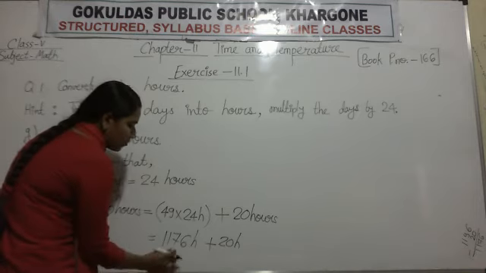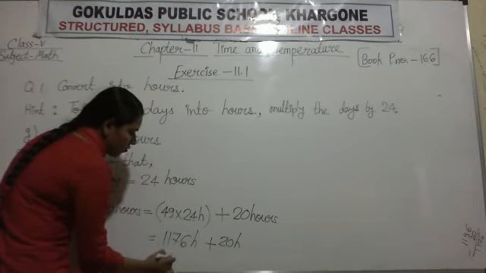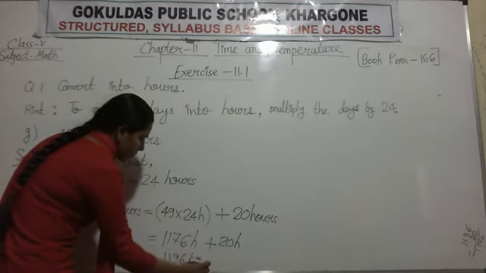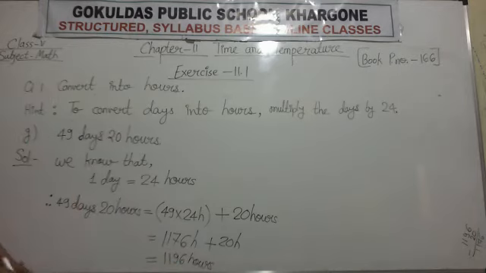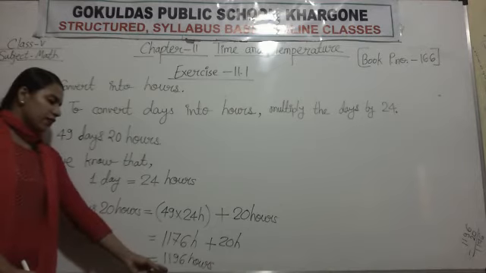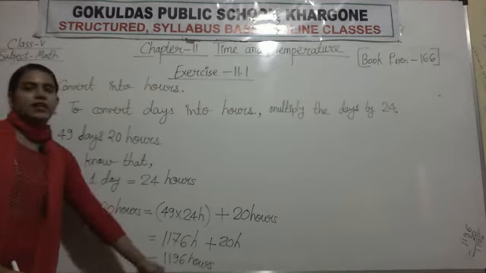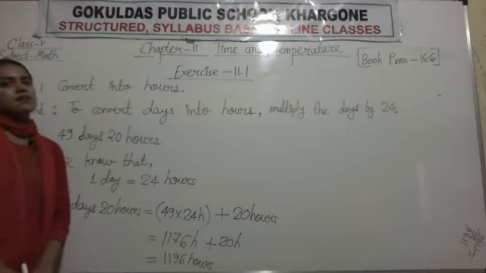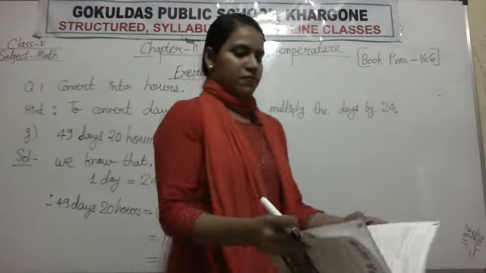After adding both the numbers, my result is 1196 hour. Which means 49 days 20 hours means 1196 hours. This is how we can convert the given days into hours.